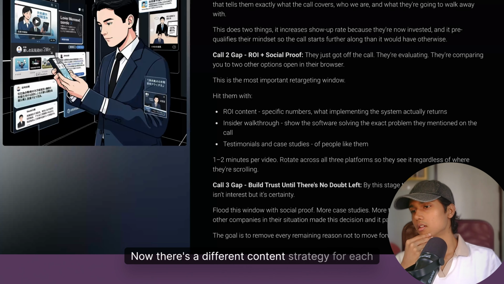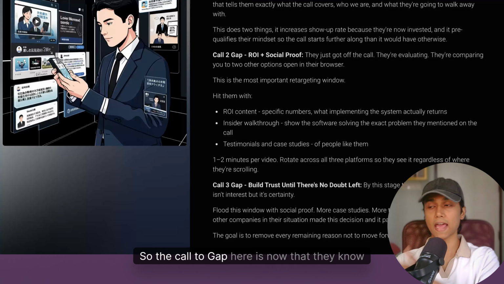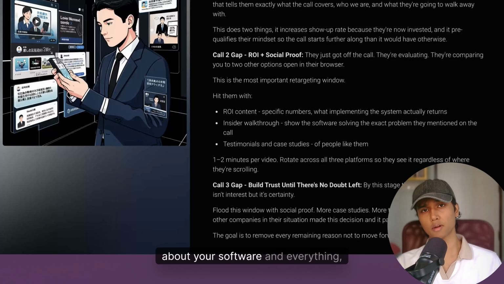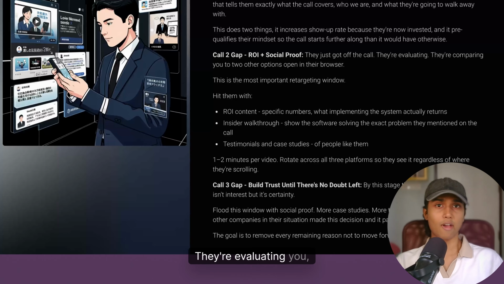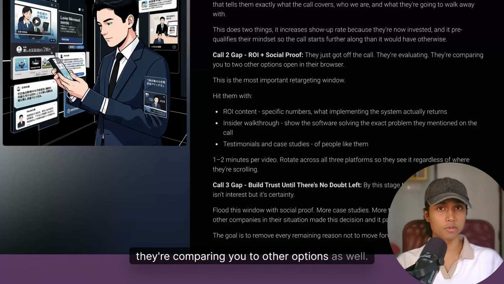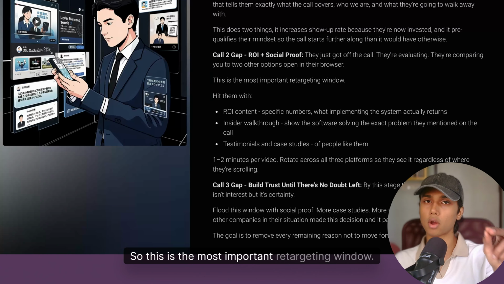Now, there's a different content strategy for each call, right? So the call two gap here is now that they know about your software and everything, they have seen the demo, they need to see the ROI behind it. They need to see some proof. They need to trust you before they make their decision of paying you. They're evaluating you, they're comparing you to other options as well, right? So this is the most important retargeting window.